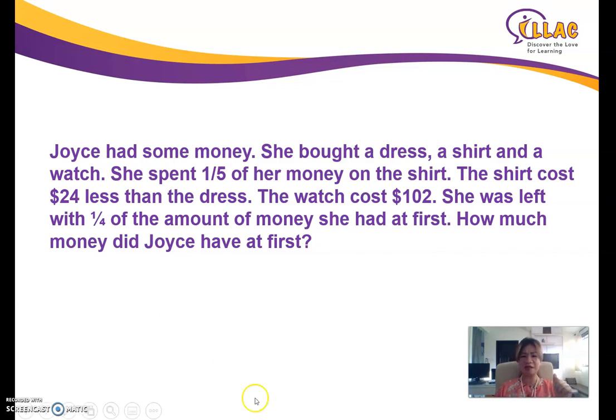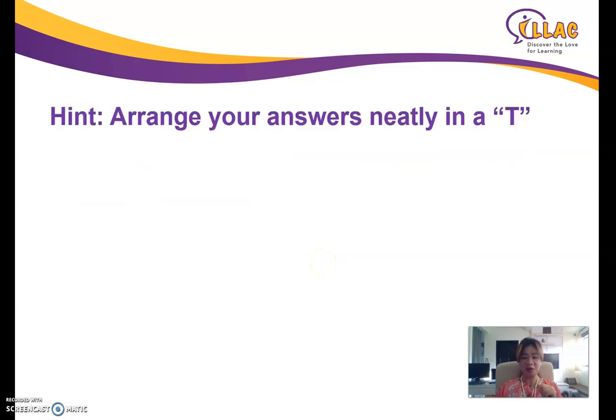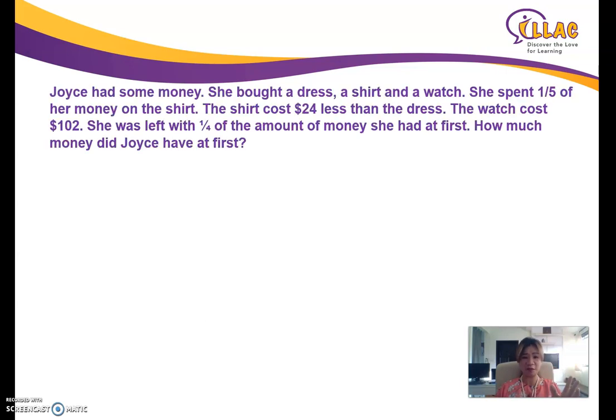Let me show you how this is done. Ultimately, you're supposed to find out how much money Joyce had at first. Let's see how we do this using a T model. Arrange everything into a T as neatly as possible. So this is the question, I just put it here first.